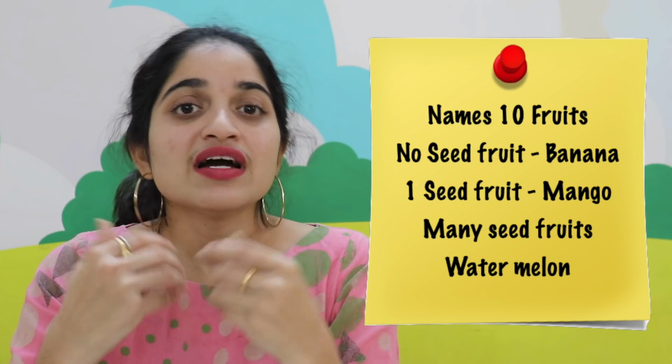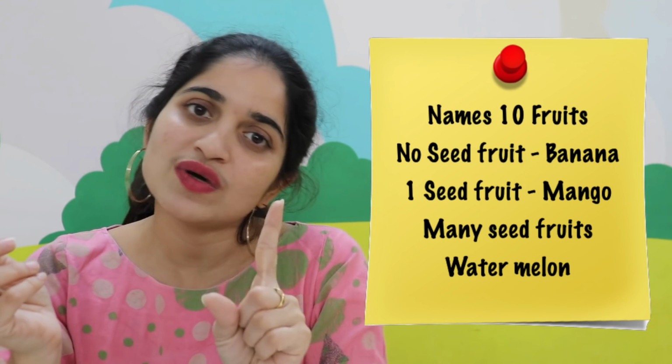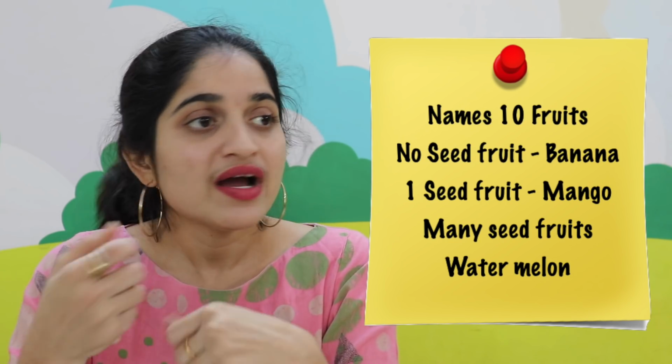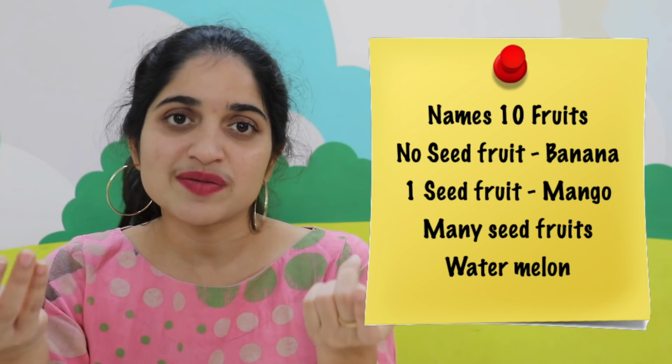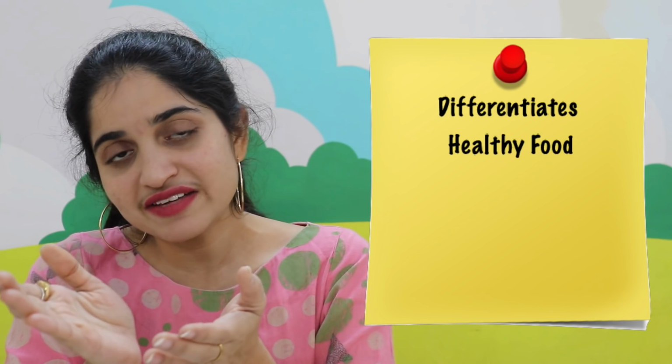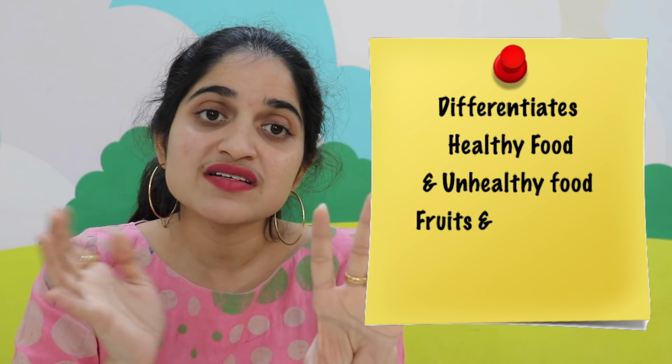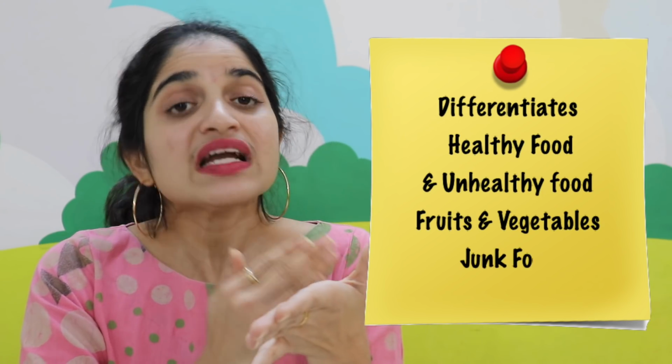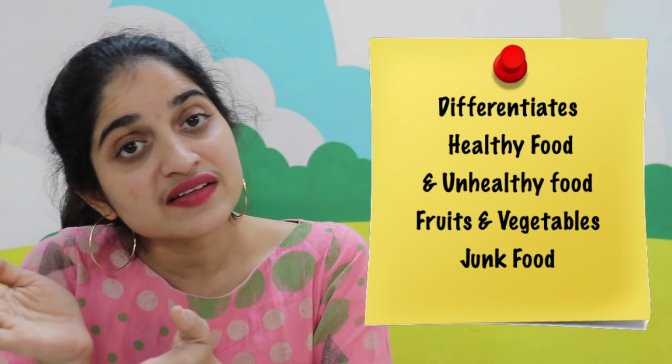They can name at least 10 different types of fruits, and they also should know the seed concept in the fruits. For example, no seed fruit is a banana, one seed fruit, example mango, and many seed fruits are like watermelon, papaya, etc. They should know the difference between healthy food and unhealthy food. Healthy foods come under these fruits and vegetables and all the dairy products, and unhealthy foods are the junk foods.